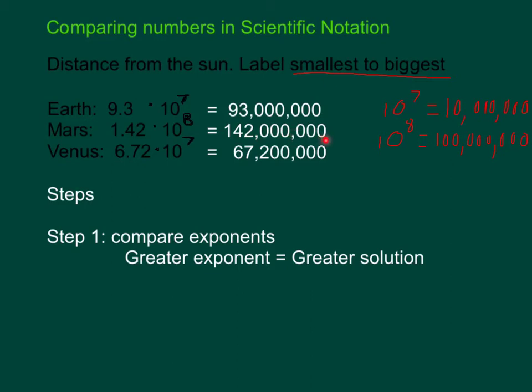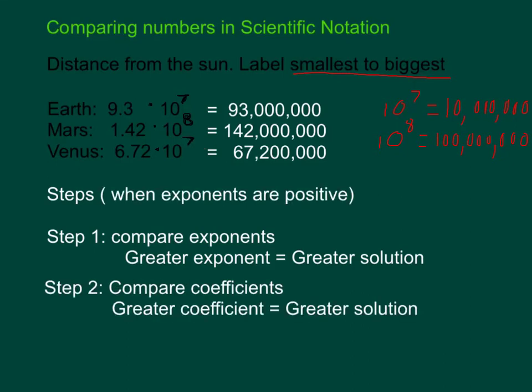Now, how will we compare Venus with Earth when they have similar exponents? Our second step will be to compare their coefficients. When we compare these coefficients, 9 and 3/10 and 6 and 72/100, the greatest coefficient is Earth, 9 and 3/10. So we can add to our rule, the greater the coefficient, the greater the solution. So we can begin to put these in order.